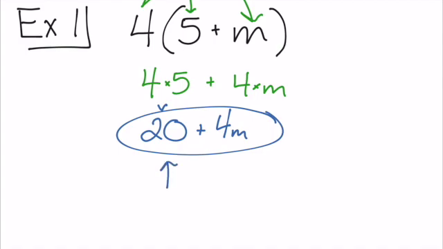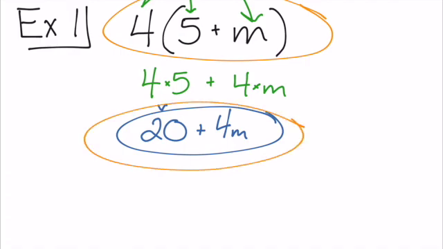We cannot put the 20 with the 4m. The 20 doesn't have an m in it, so they can't go together. All right, so this is as small as we can make that answer. So it started off as this, and using the distributive property, we simplified it to make this. This expression is equivalent to that expression. They mean the same thing, they just look different.